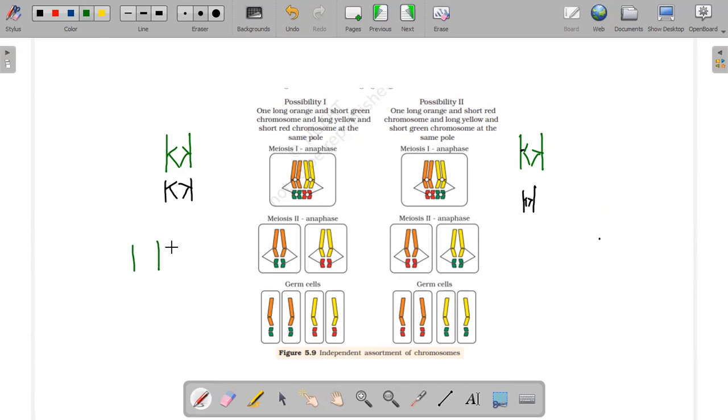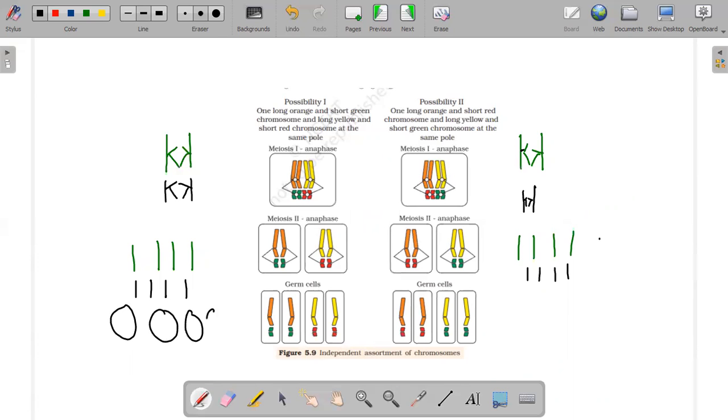Okay, 1 2 3 4, and the black ones are 1 2 3 4, and here 1 2 3 4, and the black ones are 1 2 3 4. Okay, and any random can pair with any other one. Okay, so here you can see how the pairing happens.